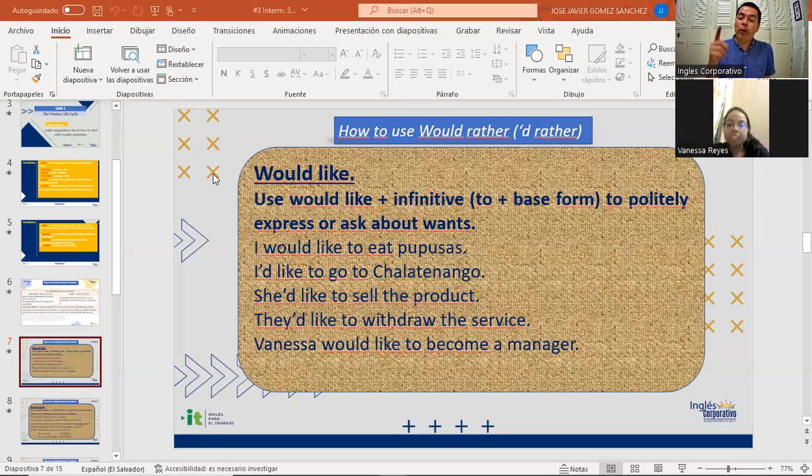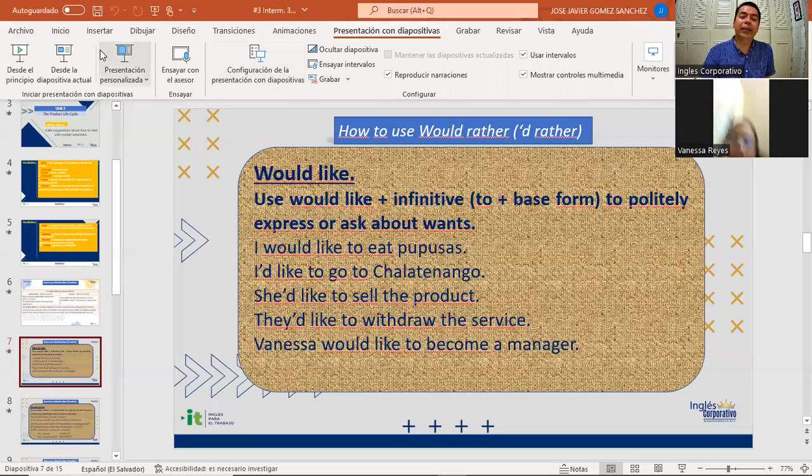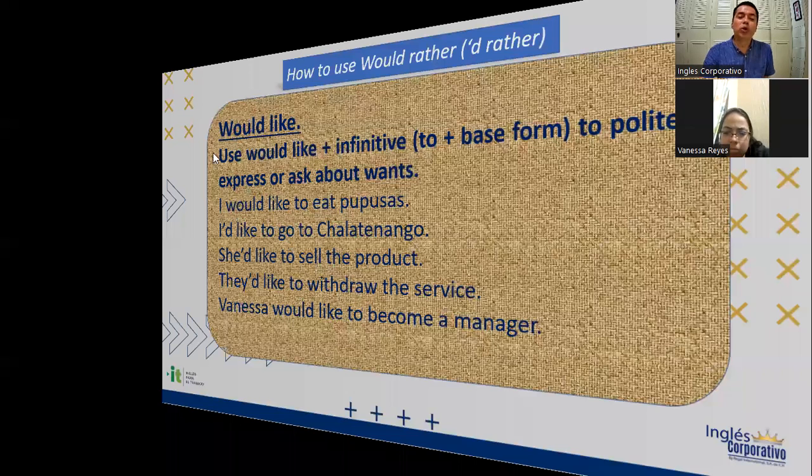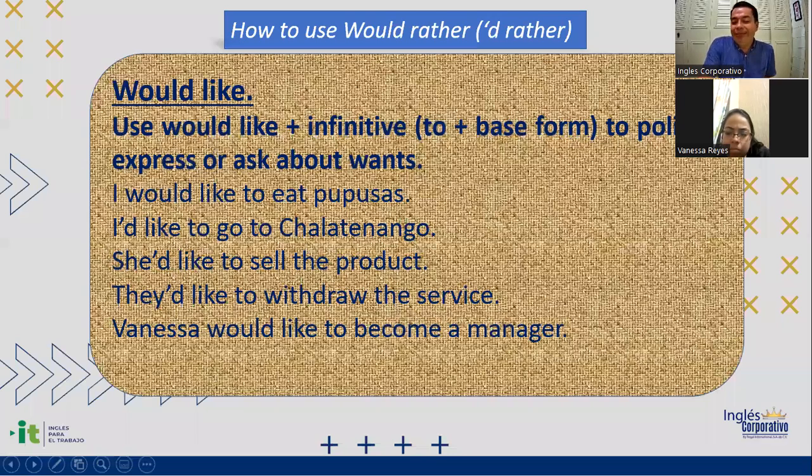But if you want to be polite, amable, you can add the modal would, right? Would is the past of want. Want is the present. Would is the past. And will is the future, right? Querré, quiero, y quise, o quisiera, you know? So want and would are the same, el mismo, but would is used when you want to be polite. Se usa cuando usted quiere ser amable.